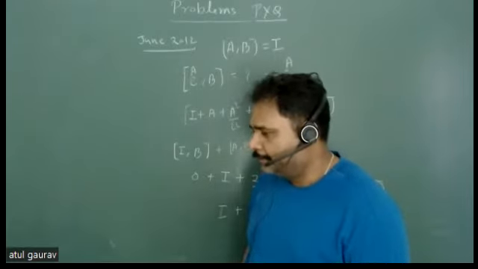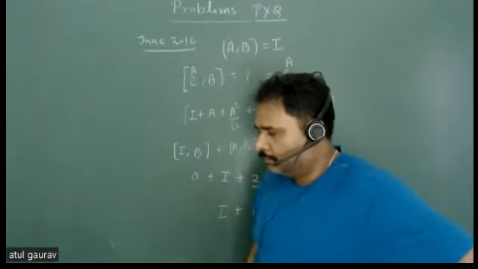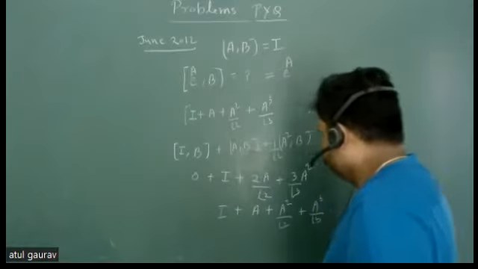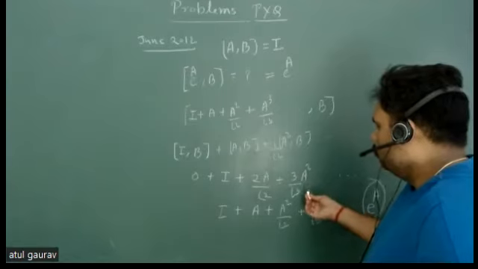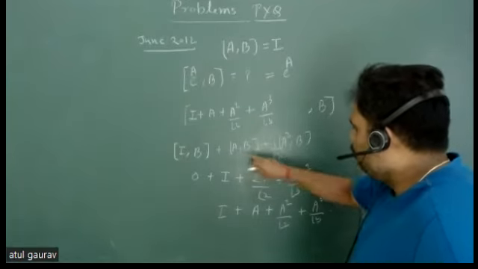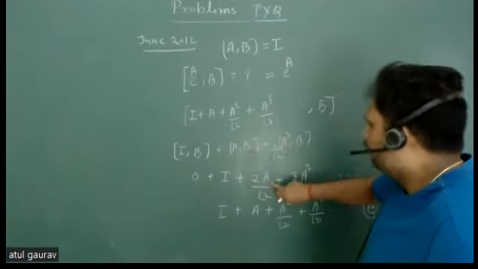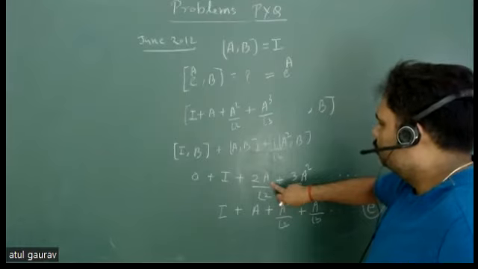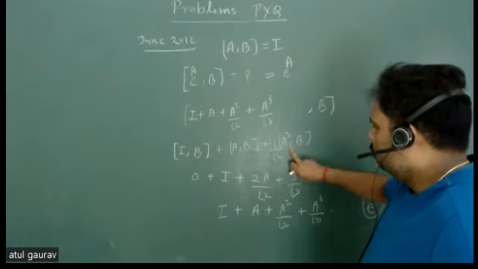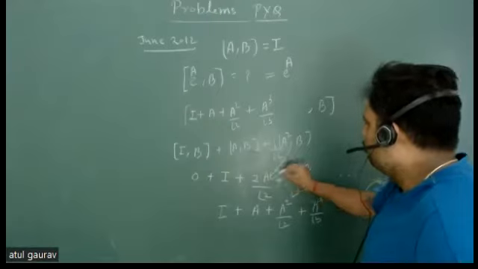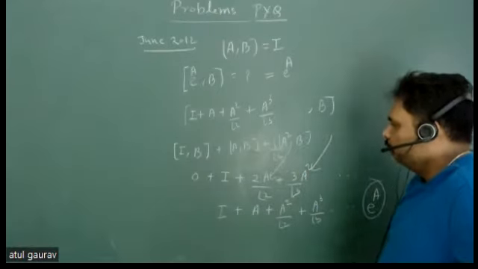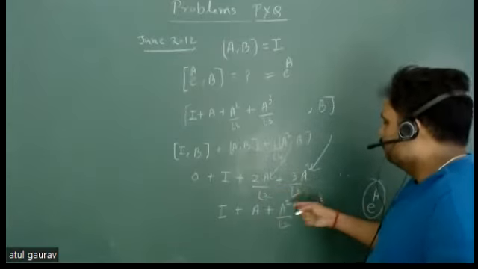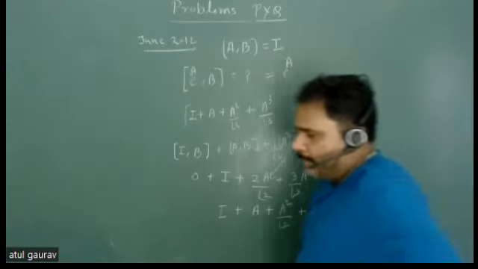Yes, anything else? Sir, that is A square by 2 factorial, right? A square by 2 factorial, A cube by 3 factorial. Yes, that is the second statement done. But what about the last statement? Oh, this one is for this, the next one is for this. Are you getting my point? Yes, yes, sorry. So this 2 and 2 will cancel, this 3 and 3 will cancel.